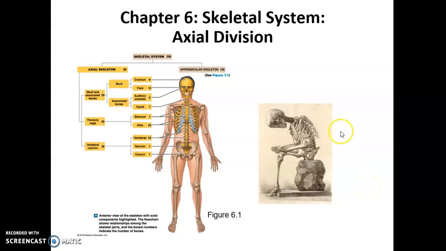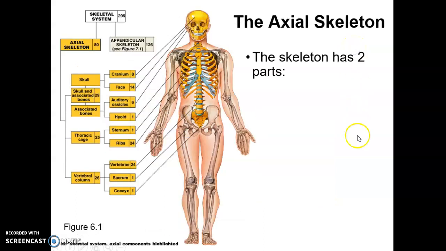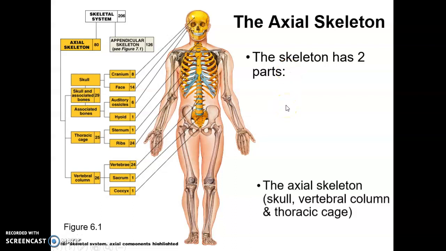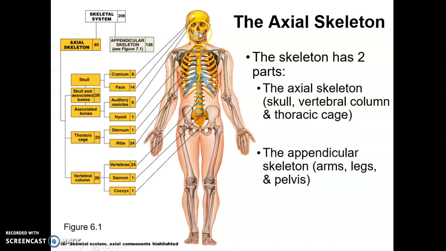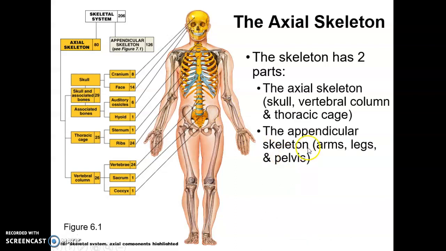Chapter 6, we're getting into the skeletal system. We'll start first with the axial division of the skeletal system. Our skeleton is subdivided into two main parts. One is the axial skeleton, comprising the skull, vertebral column or backbone, and the thoracic cage or rib cage, color-coded here in yellow. And then the appendicular skeleton are the bones of the appendages, our arms and our legs, and how they're attached to the axial skeleton: the pelvic and pectoral girdles.